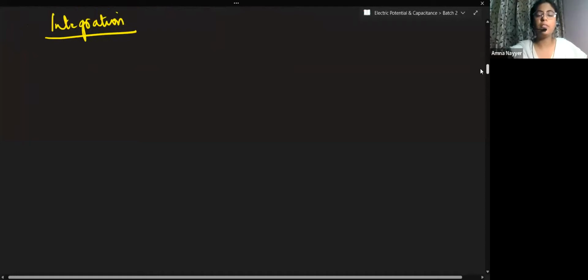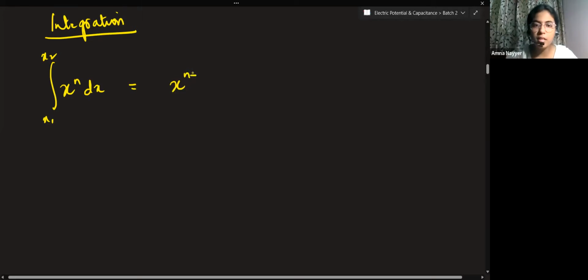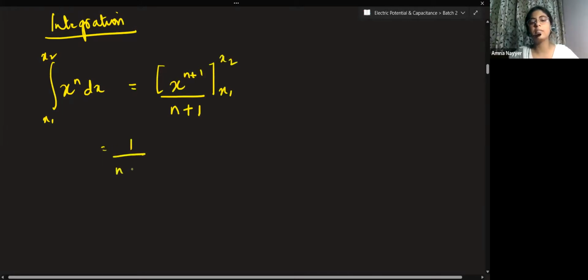Now, if you have a general polynomial function, let's discuss that only. Means you are integrating x to the power n dx, limits from x1 to x2. Now see, when you integrate x to the power n, just add 1 to the power, and whatever the power becomes now, divide the whole term by it, and then put your limits, x1 to x2. So 1 by n plus 1 will come out because this term is a constant. Now whatever is the upper limit, take it, x2 to the power n plus 1, minus lower limit x1 to the power n plus 1. So this is how you integrate it.